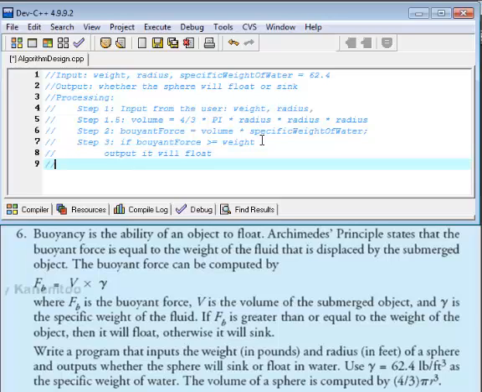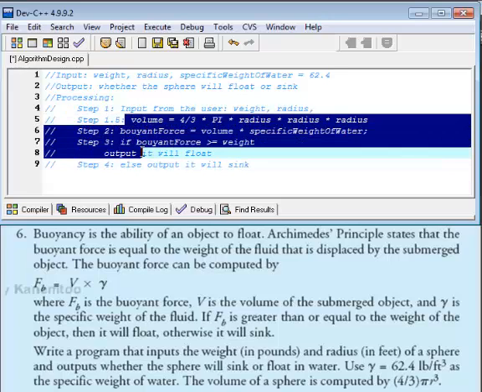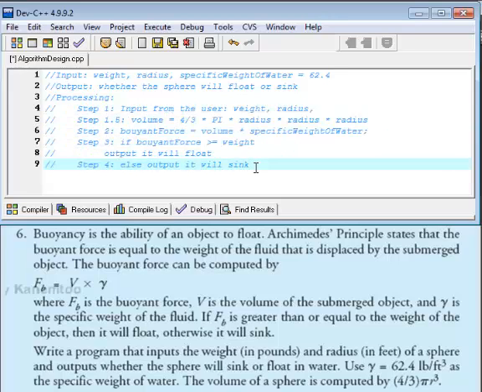Now if it fails in step 3, and step 3 is false, so we can write it as an else. Else output, it will sink. Notice we've started with our input, we've ended with our output, and we've created the steps to get there. Now all we have to do is code it.